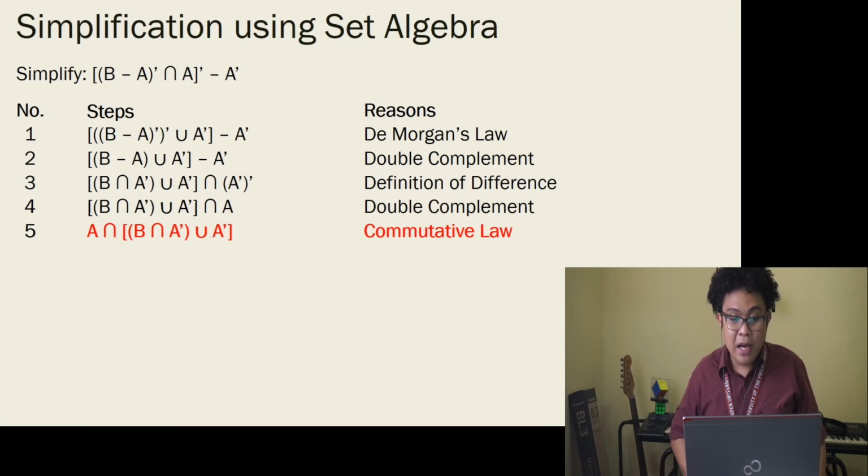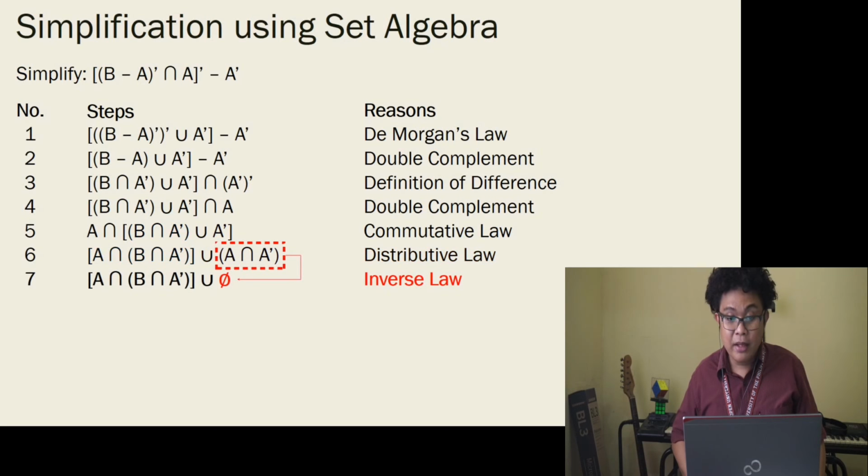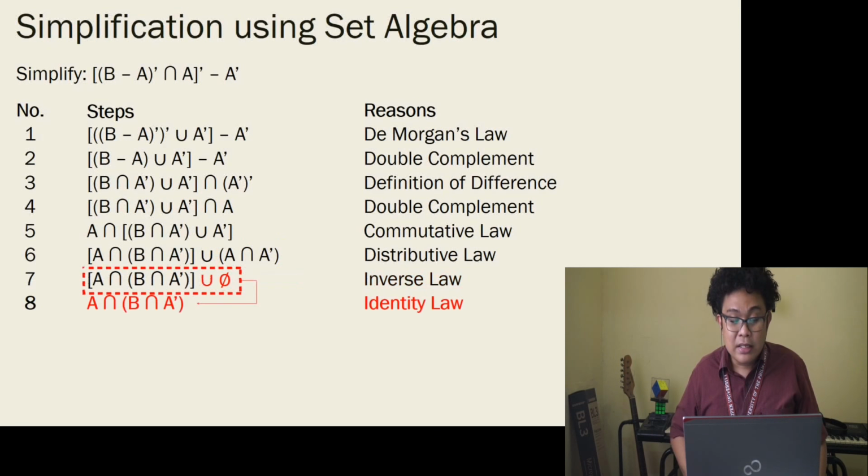For step 5, I used commutativity to assist with the representation, followed by the usage of the distributive law to distribute the A intersection over the union. For step 7, I applied the inverse law on that statement in 6. The intersection of A with the complement of A is a null set. Step 8. Remember that the union with the null set is like the addition with 0. So by identity law, we just have the expression to the left of the union.